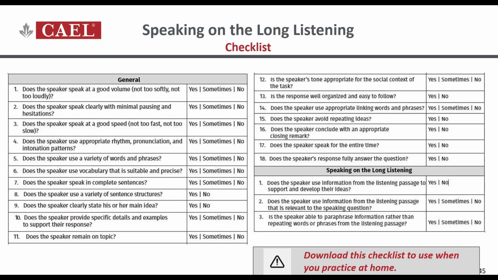Okay, so just to generally summarize these a little bit, basically it's good to talk with a good volume and a good pace and try to speak with a natural rhythm.